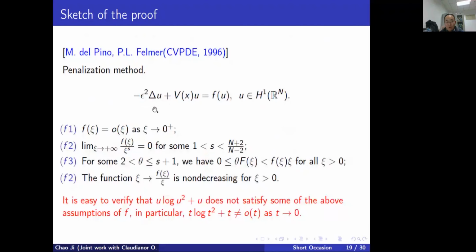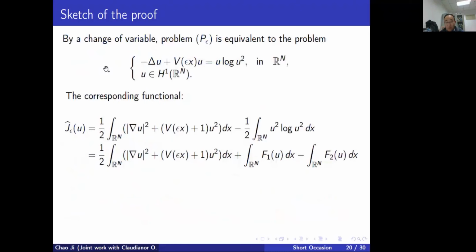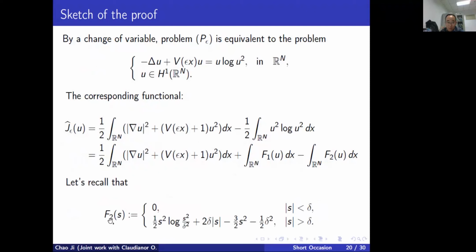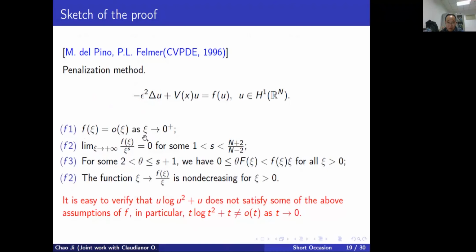In order to research this equation, normally we need to make a change of variable. For the logarithmic Schrodinger equation, it's the same. Let's recall that f2 of s is this. Here, consider as t goes to 0, as t is very small, F is superlinear.